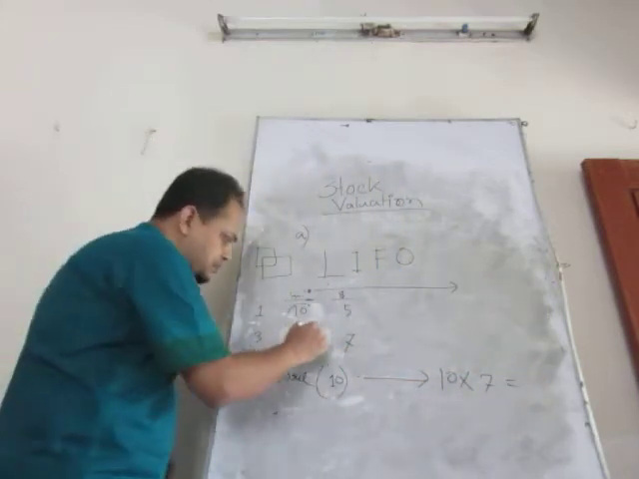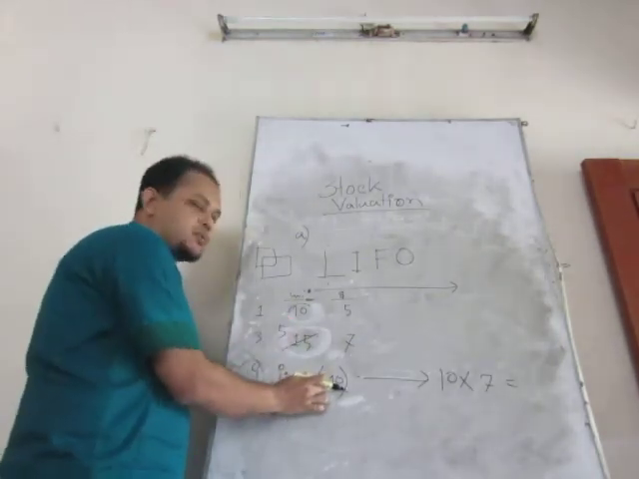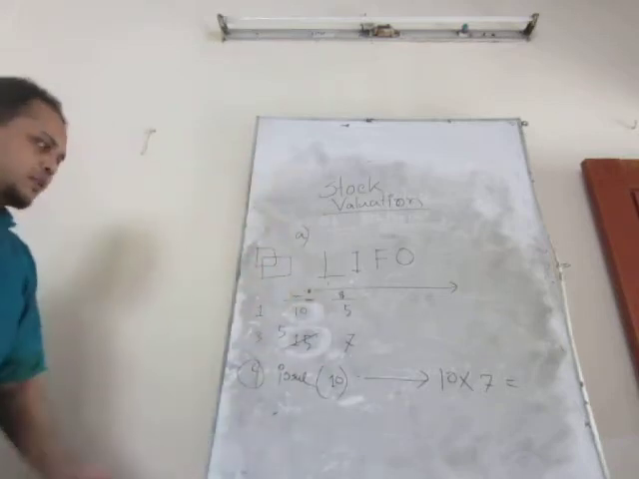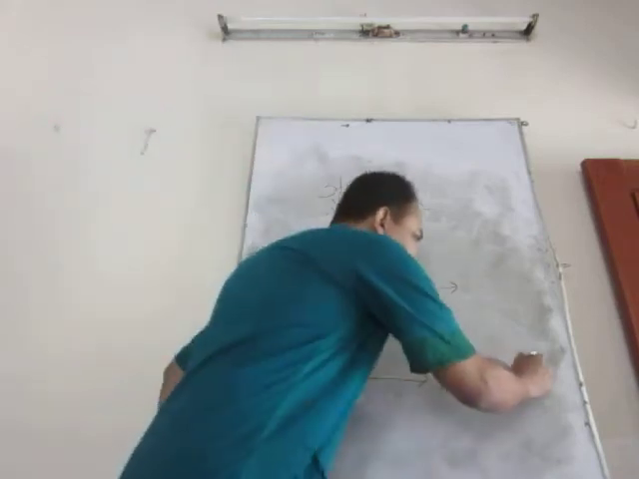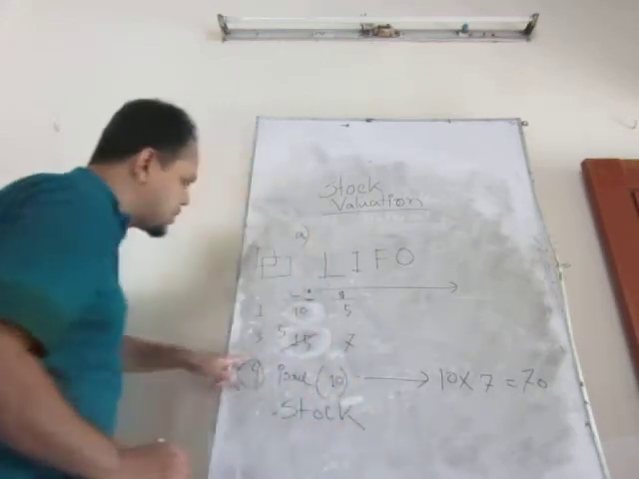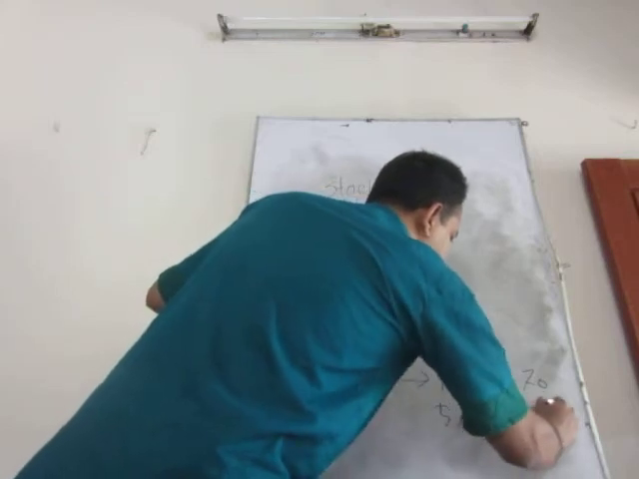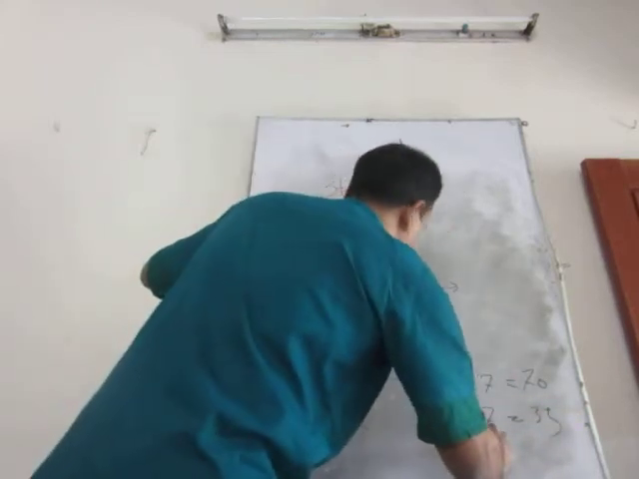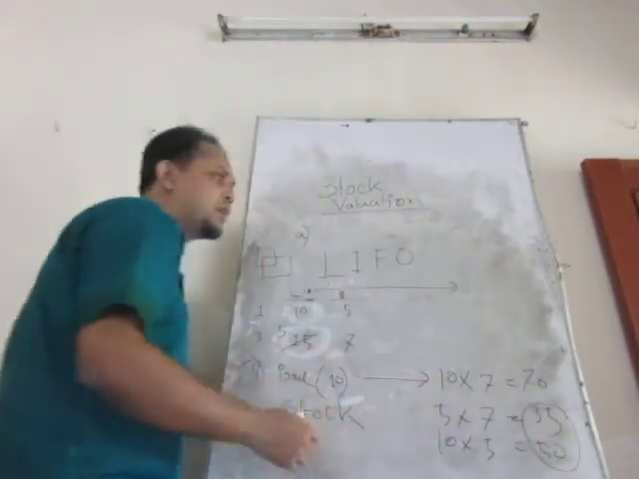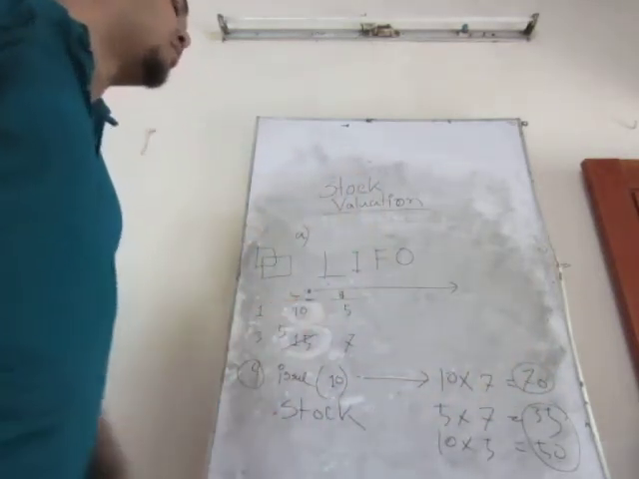So you can cut this. You are issuing 10 units, so 5 units of the 15 are still there, and the first 10 units remain. Your issuing price is 70, and your stock valuation is this 5 units at 7, which is 35, and these 10 units at 5, which is 50. So this is your stock valuation, and this much is your issue price. This is the LIFO method, right?